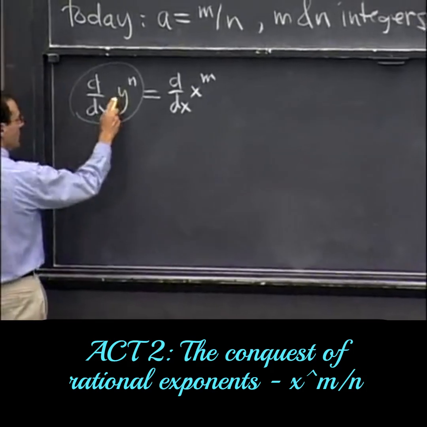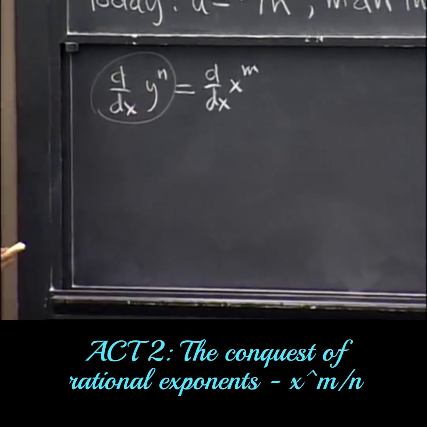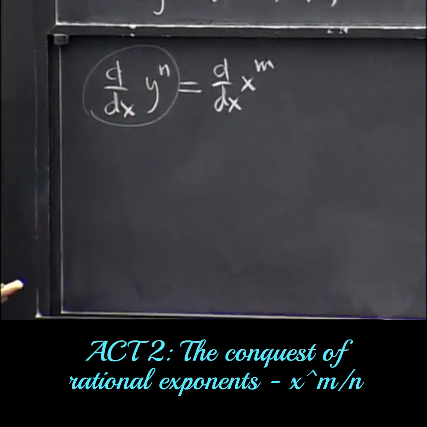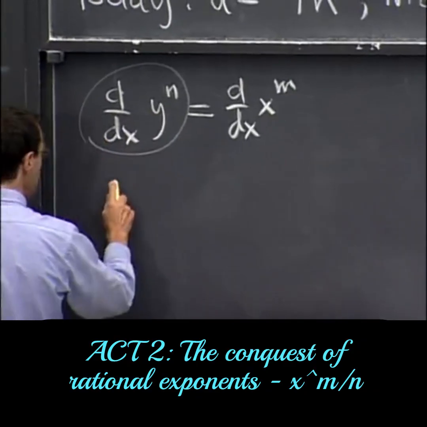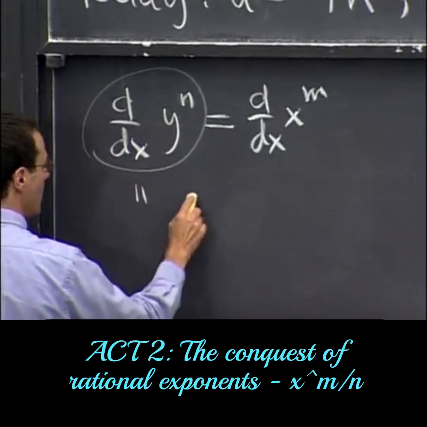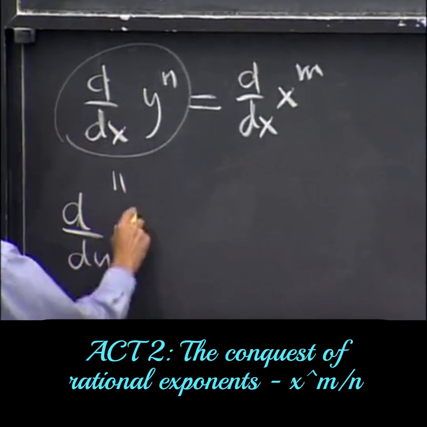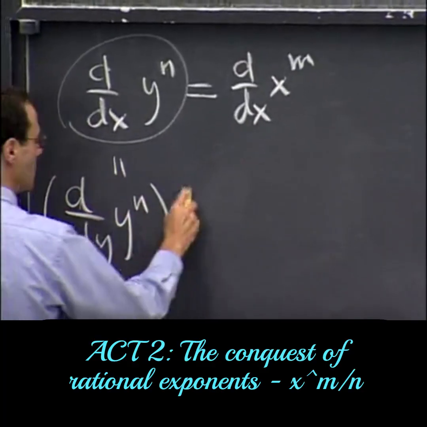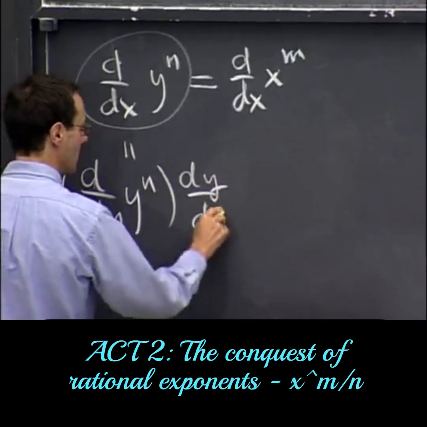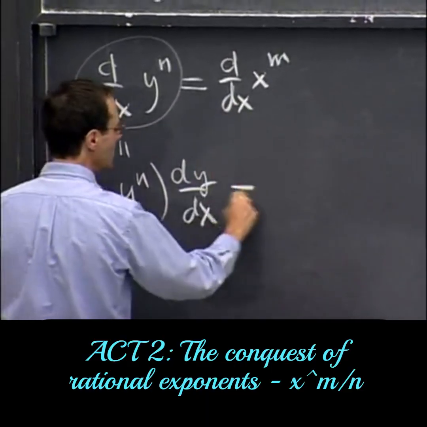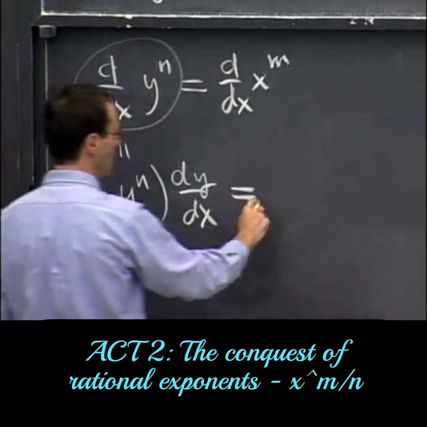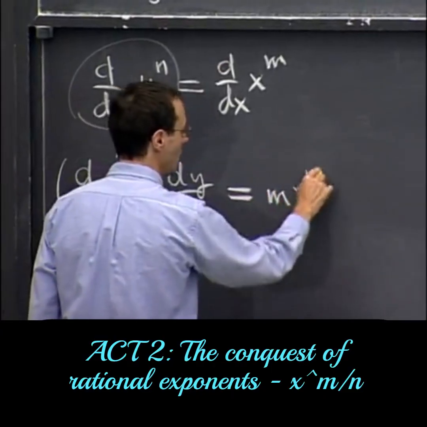And now you see this expression here requires us to do something we couldn't do before yesterday. Namely, this y is a function of x. So we have to apply the chain rule here. This is by the chain rule now d by dy of y to the n times dy dx. And then on the right-hand side, we can just carry it out. We know the formula. It's m x to the m minus 1.